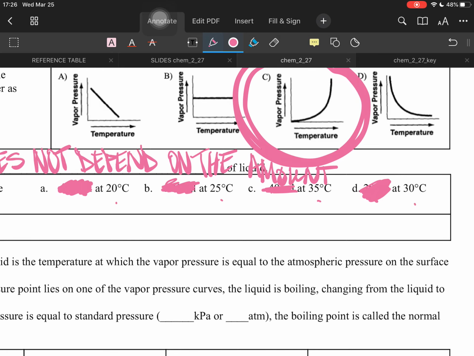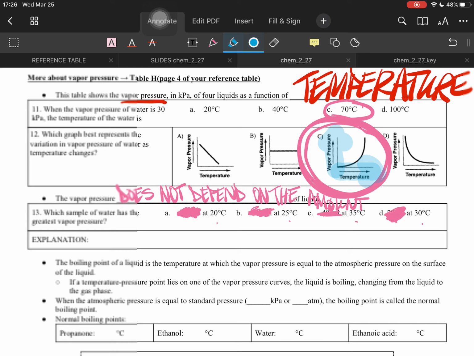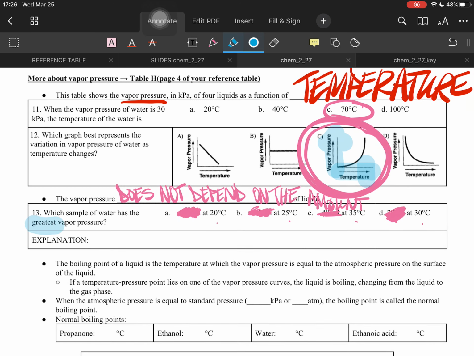What's the only thing that affects the vapor pressure? Temperature, right? And we said that the higher the temperature, the higher the vapor pressure, right? So if we're looking for what has the greatest vapor pressure, we're going to look for the greatest temperature, which would be C.